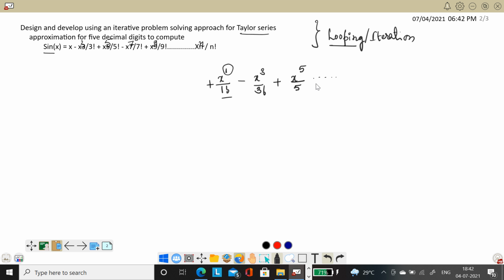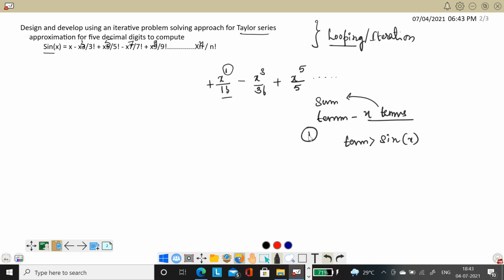Now this is cumulative, so you have to determine something called the sum. How many terms will you have? You will have up to n terms, and you have to find the sum of these n terms. The more terms you have, the nearer the approximated value will be to sin of x.